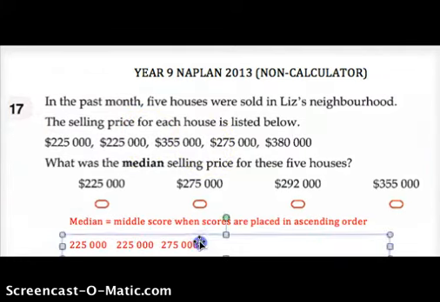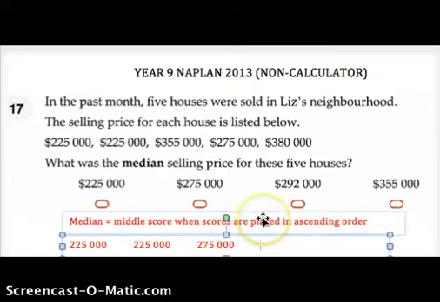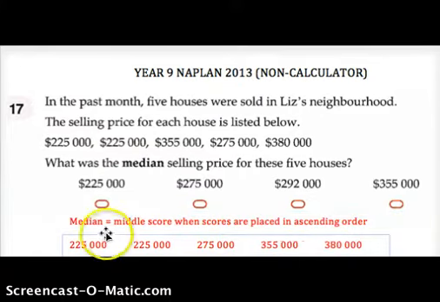So I'm just starting to write these prices out in ascending order. So the first price is 225. The next lowest price is 225. Then we've got 275,000. Then we've got 355,000. And the most expensive house there is 380,000. So now these prices are in ascending order.